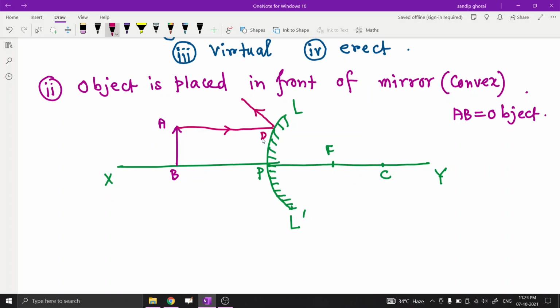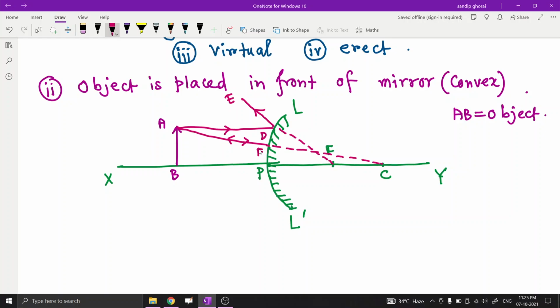AD is the incident ray and DE is the reflected ray, which appears to come from the focus point. Then we take one incident ray directed toward the center of curvature, and in this case we draw it like this, AF.